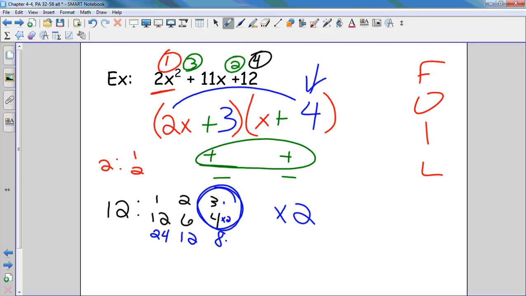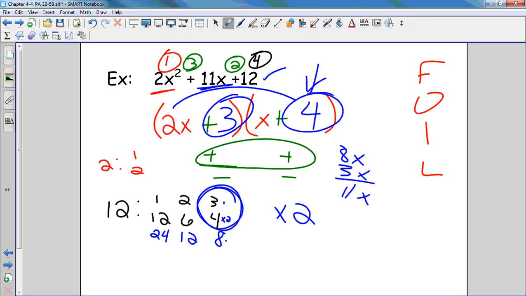Okay, we're going to do another example. I'm going to try to squeeze another one in there. Once you're done, check. That's why I make you do your checks. Check your outers and your inners. My outers are 8x. My inners are 3x. I get 11x, which is right. My last are 12. I'm good. Make sure you check, especially when you have this first number. Okay?